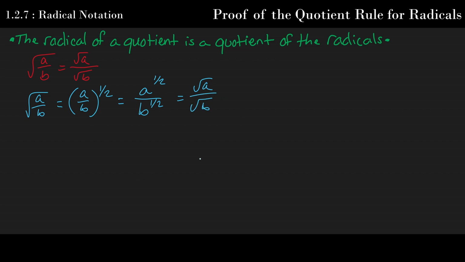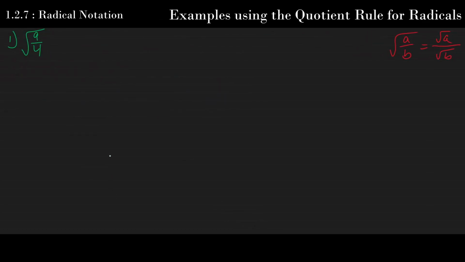Let's do some examples with that. Number 1. The square root of 9 over 4. Let's remember our property. It says that a radical of a quotient is a quotient of radicals. So let's utilize that property now. We have the square root of 9 divided by the square root of 4, which simplifies to 3 over 2.